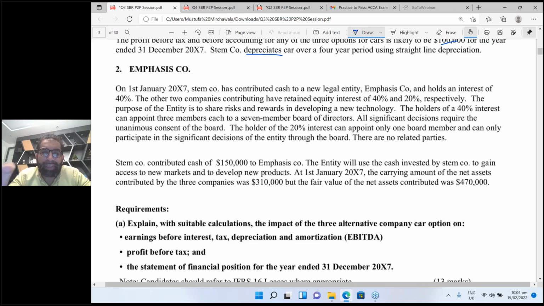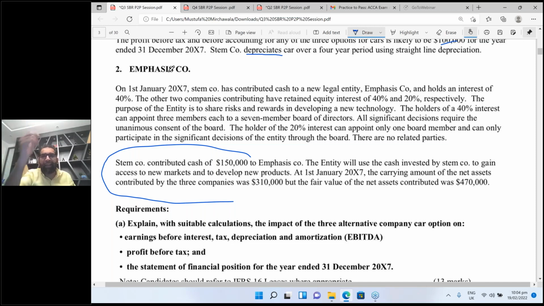One is about whether this is a joint venture or not, and the second is some new thing here. I'll explain, don't worry. On 1st January X7, STEM company has contributed cash in a new, separate legal entity, that is Emphasis Company. Emphasis Company holds an interest of 40%. That means STEM company owns 40%.